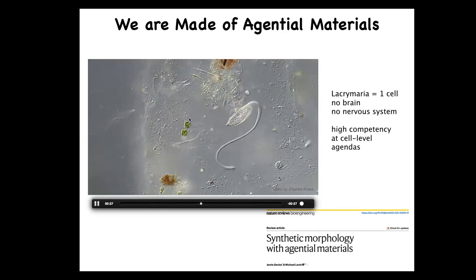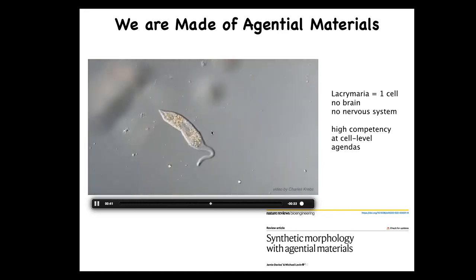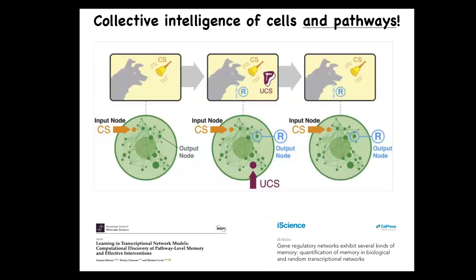We are not made of passive matter. We are made of a material with agendas, with various competencies. And you can see here, Jamie Davies and I talked about this, what this means for biomedicine and bioengineering. In fact, it's not even just the cells that have these various capacities.